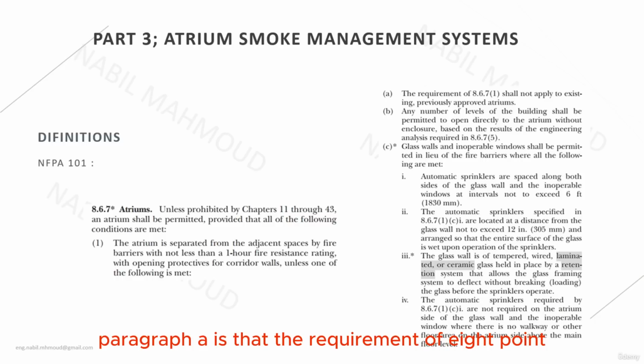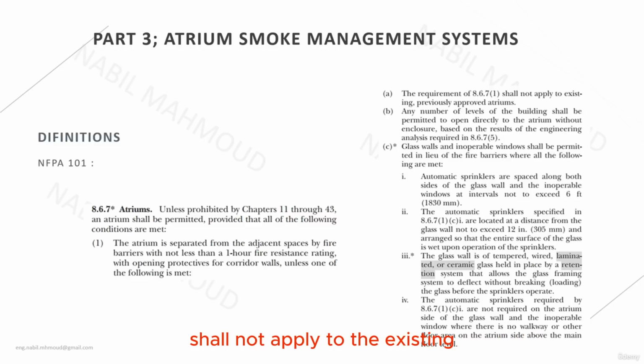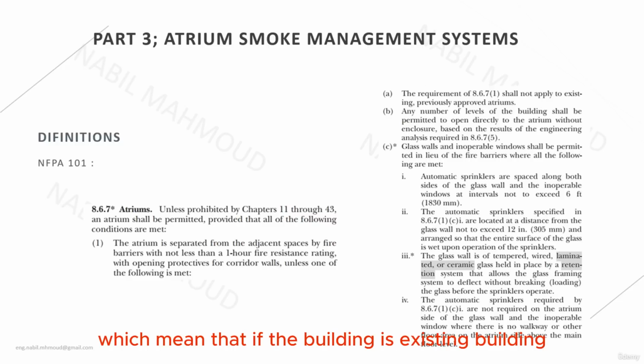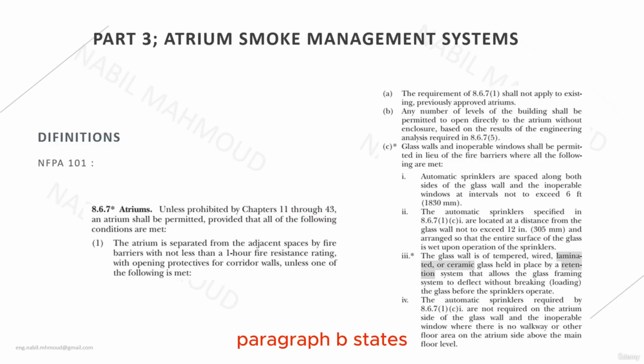Paragraph A is that the requirement of 8.6.7, which is this paragraph we are discussing, shall not apply to the existing previously approved atriums, which means that if the building is an existing building, the conditions will be different than if the building is a new building. Paragraph B states that any number of levels of the building shall be permitted to be opened directly to the atrium without enclosure, based on the results of the engineering analysis required in this section. And paragraph C, glass walls and inoperable windows shall be permitted in lieu of the fire barriers where all of the following are met. And by the following I mean items 1, 2, 3, 4.